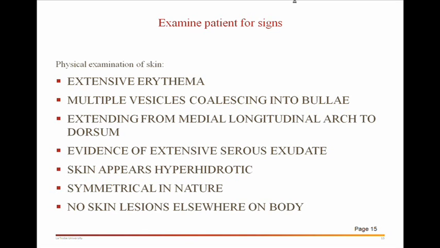You examine the patient for signs. The physical examination of the skin indicates extensive erythema, multiple vesicles coalescing into bullae, extending from the medial longitudinal arch to the dorsum. There's evidence of serous exudate. The skin appears hyperhidrotic. It's symmetrical in nature, and there are no skin lesions elsewhere on the body.